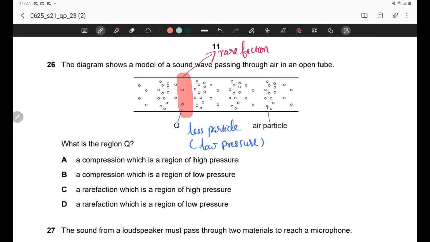Therefore, in order to answer this question, what is the region Q? It is not compression at all. Compression is the region where pressure will be maximum. So it is a rarefaction, that is correct, but the pressure will be less. But option C says high pressure, which is wrong. Rarefaction is where the pressure will be low. Therefore, the correct answer is option D.